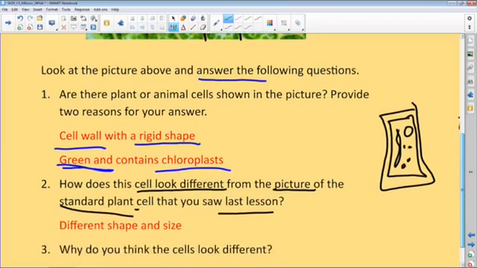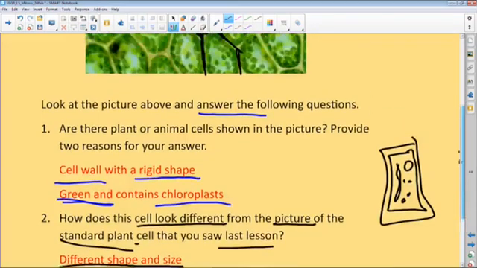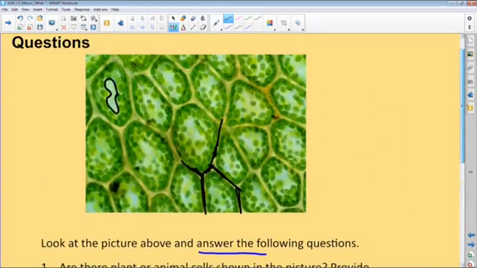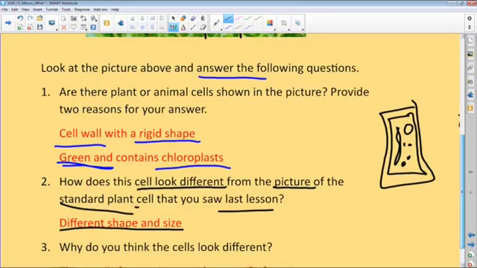Different shapes and different sizes. Let's have a look. Can you see the shape? The shape's different. Look how different that shape is compared to what we had of just a block. Can you see the shape? Very important that you know the difference in the shapes. Those shapes will give you exactly what you need. And then the last one, how do the cells look different? We said shape and size.